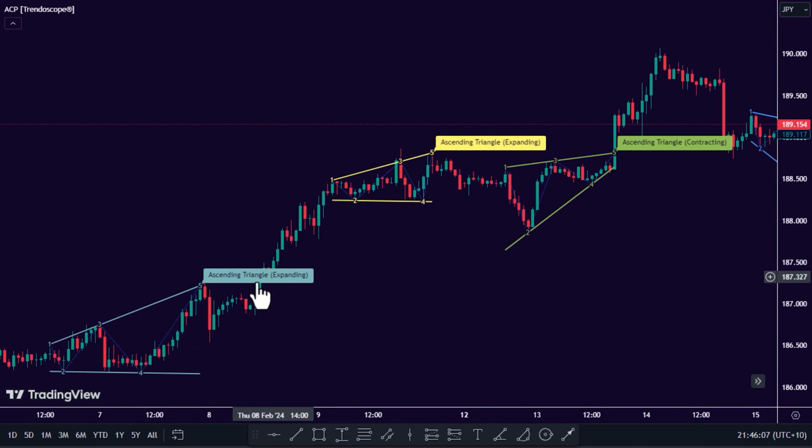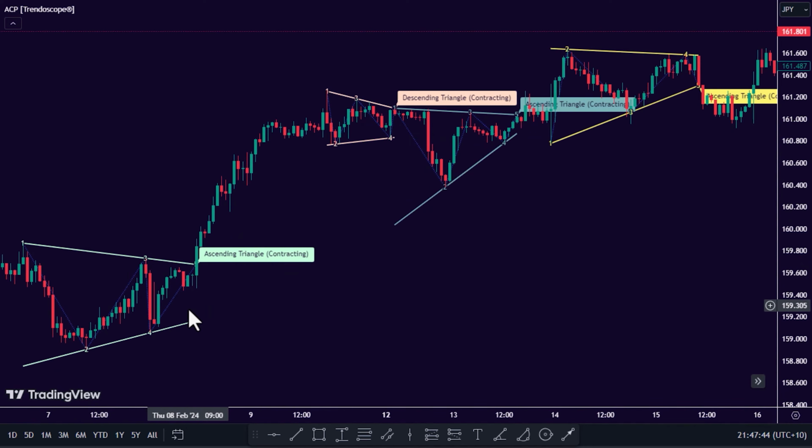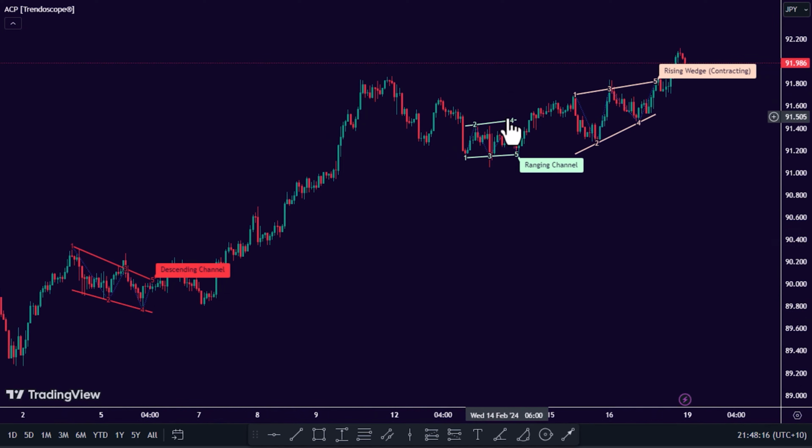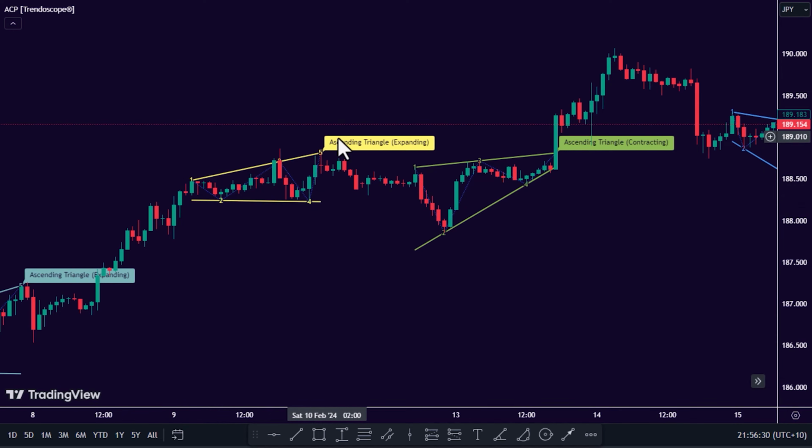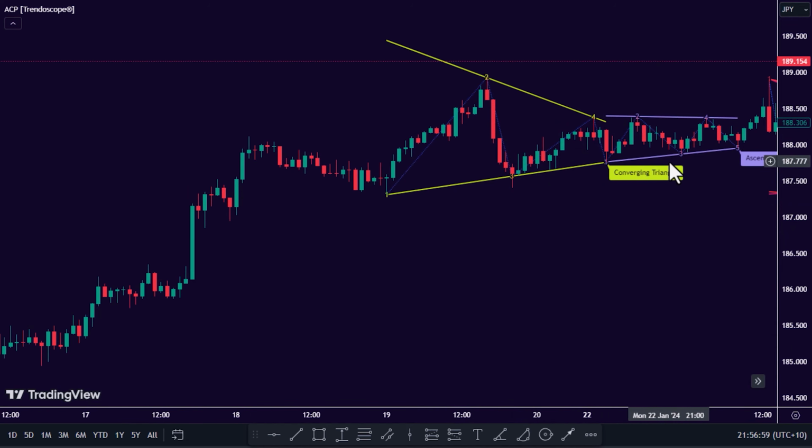In an uptrend, the market will form continuous higher highs and higher lows. The higher highs are the impulsive wave, whereas the pullbacks, higher lows, are the corrective moves. In this corrective move in an uptrend, this is the medium at which the Auto Chart Patterns Trendoscope Indicator will plot bullish continuation patterns on the price chart. Examples of these bullish chart patterns are ascending uptrend channel, ranging channel, rising wedge expanding, rising ascending triangle expanding, rising ascending triangle contracting, converging triangle.